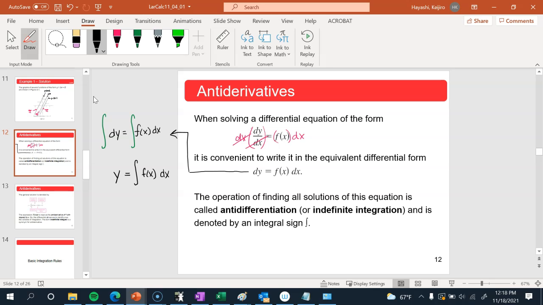The process that is, I guess, implied by that symbol, so that symbol is known as the integral sign. The process that symbol represents is known as anti-differentiation. Finding the antiderivative is anti-differentiation. And just as commonly, it's something called indefinite integration.